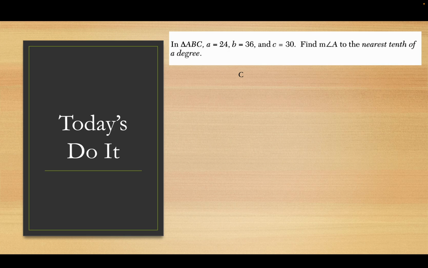Also remember that big angle A is always across from, or opposite, side little a. Big angle B is always opposite side little b, and big angle C is always opposite side little c. So in this problem, when it says in triangle ABC, a equals 24, little b is 36, and little c is 30, those are the sides, because little letters mean sides, line segments. Measure of angle A, that's an angle, obviously because it says measure angle, but also because it's a capital A. And it says to the nearest tenth of a degree.